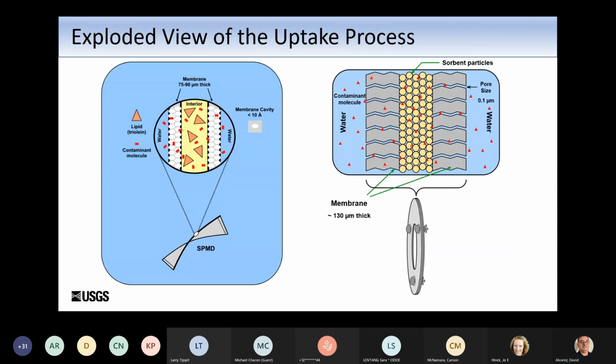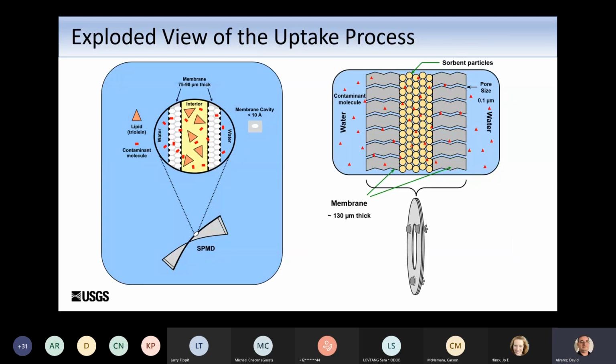Exploded view of the uptake process. Cross sections showing how collectors absorb particles. The left image is the SPMD, and the right is the POCIS. The SPMD has lipids on the interior with a honeycomb-style membrane, and the POCIS has a thicker, more open membrane.